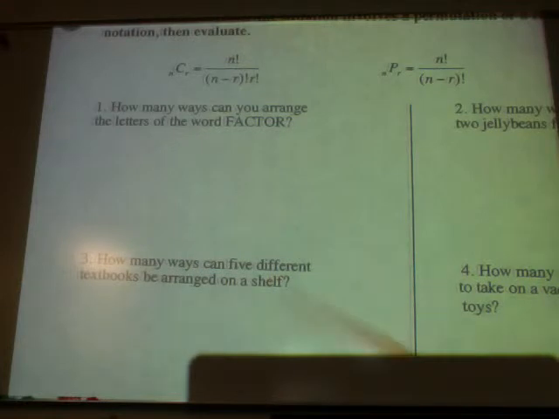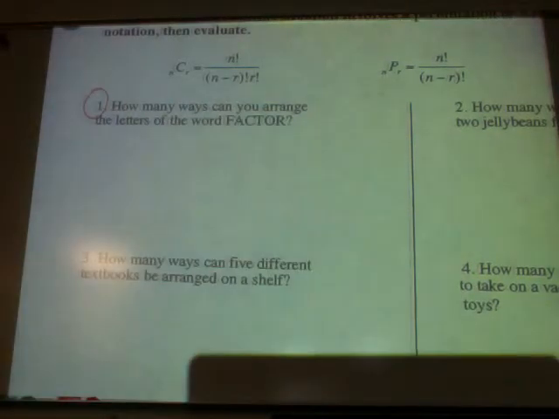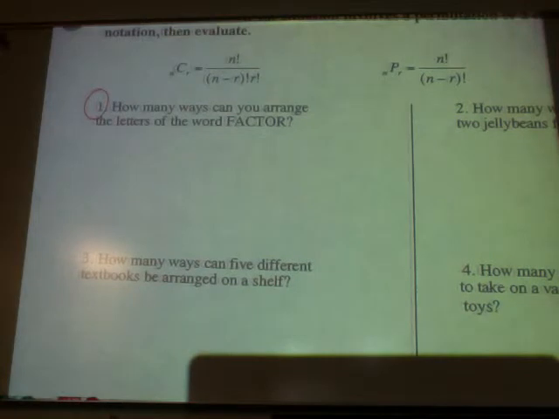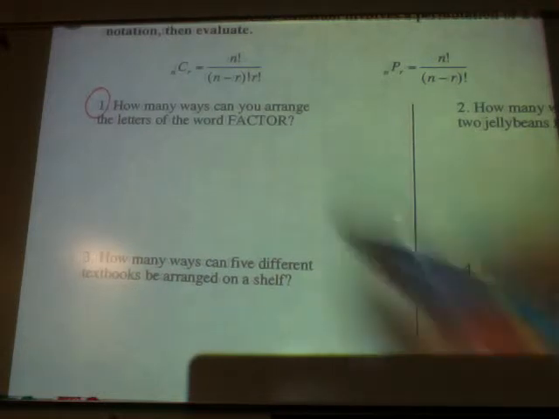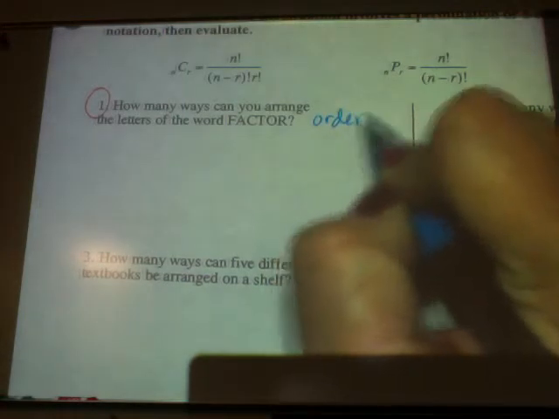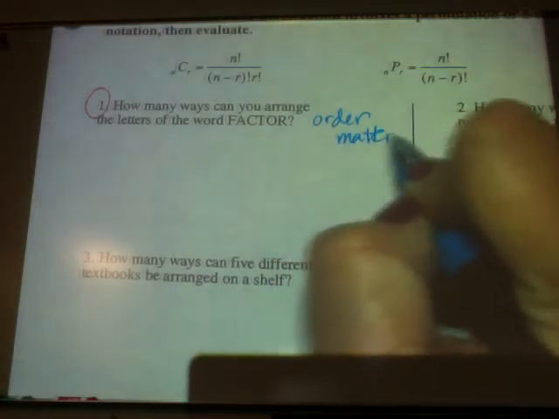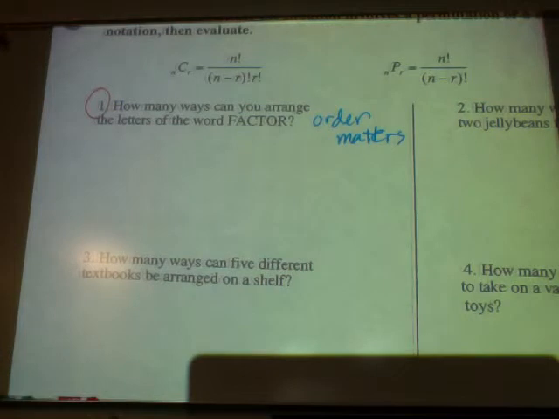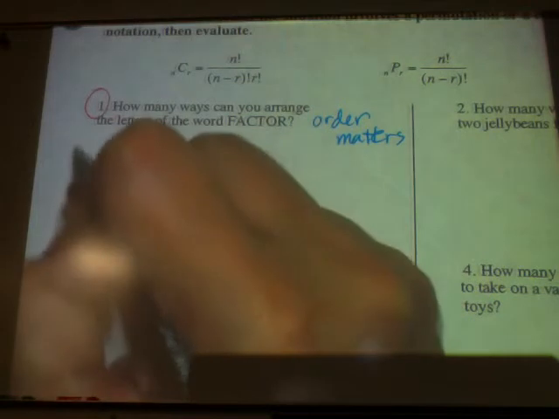All right, so let's look at number one. How many ways can you arrange the letters of the word factor? Does order matter when you arrange letters for a word? Yes. So what I want you to get in the habit of writing over here is order matters. It helps your brain determine should you be using a combination or a permutation. Order matters, which one? Permutation. So we're going to use a permutation.